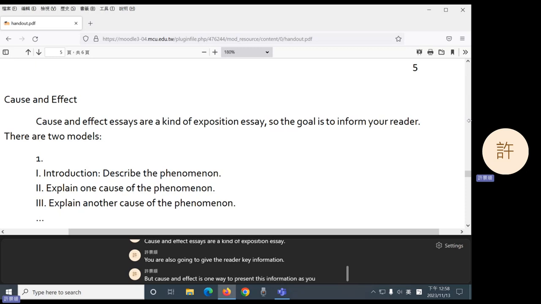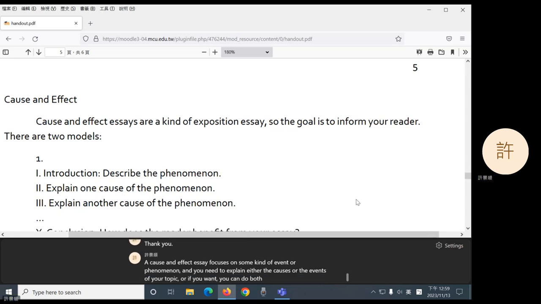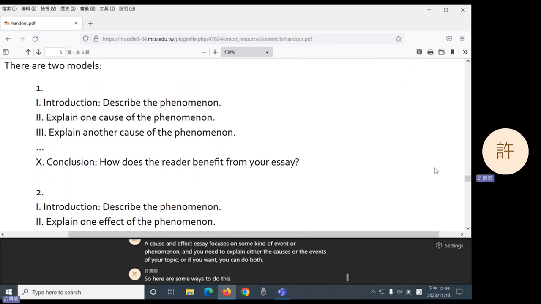As you can tell from the name, a cause and effect essay focuses on some kind of event or phenomenon, and you need to explain either the causes or the effects of your topic, or if you want, you can do both. So here are some ways to do this. You can focus on the cause, or usually more than one cause. So this is type one.